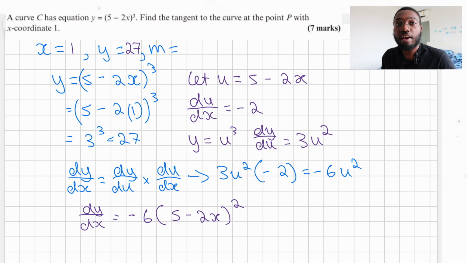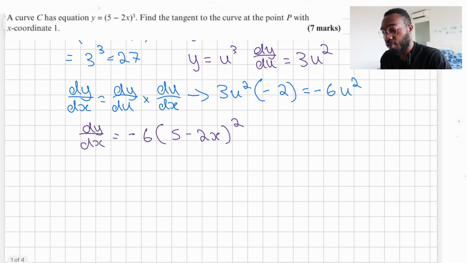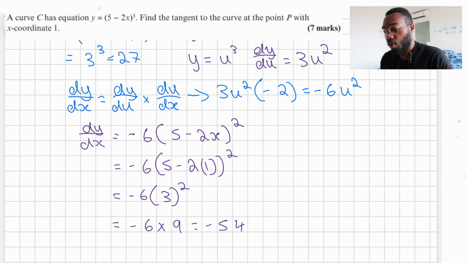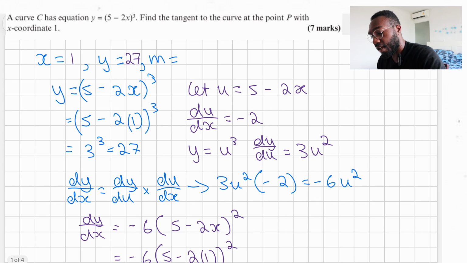Now we can plug in our value of x. In this case, x was 1, so I'm going to plug that in. I'm just going to scroll up. So what do we get? We get minus 6 times (5 minus 2 times 1) all squared. So we get minus 6, we get a 3 in here, which is squared, and then we get minus 6 times 9, which gives us minus 54. What does that tell us? That tells us that, if we scroll up here, m would be minus 54.